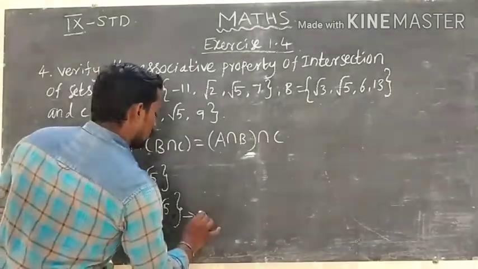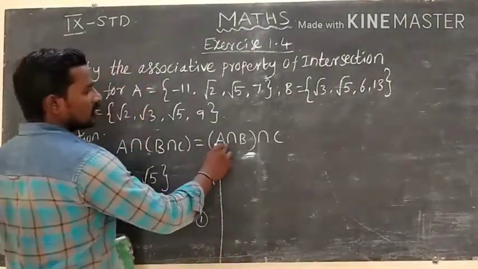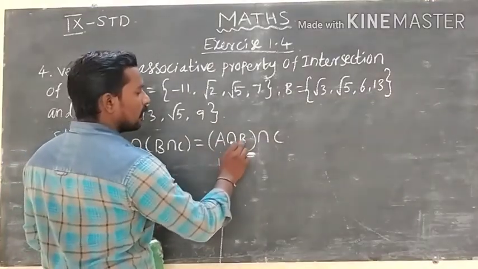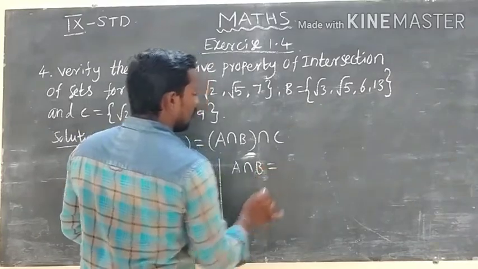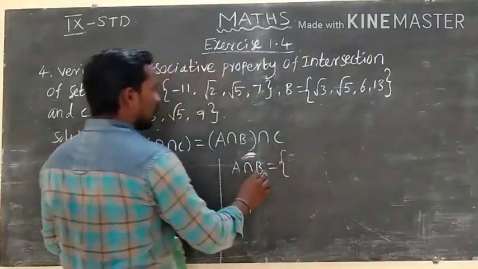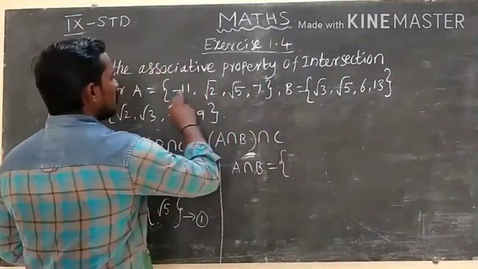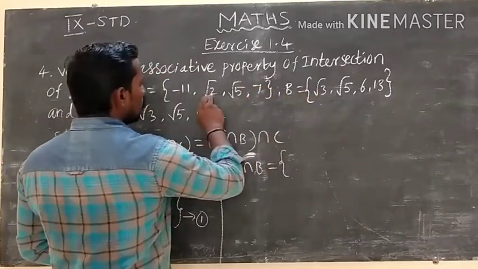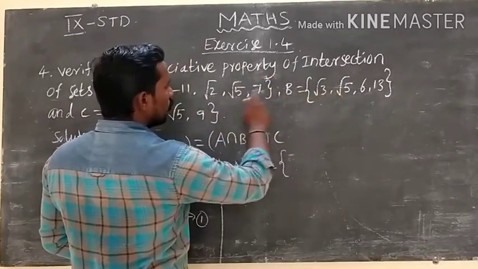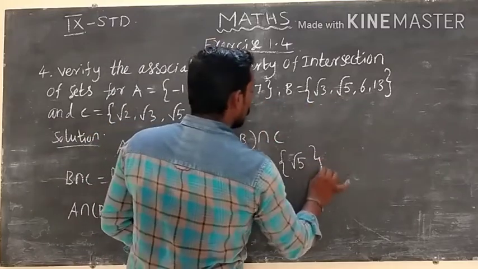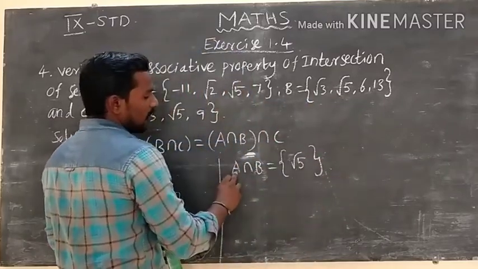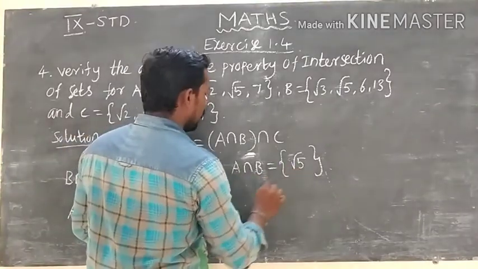This is number 1. Next, consider the RHS. First, find the bracket value A ∩ B. Comparing A and B, write the common elements of A and B. Minus 11 does not appear, root 2 does not appear, root 5 appears, then 7 does not appear. So the value of A ∩ B is {root 5}.